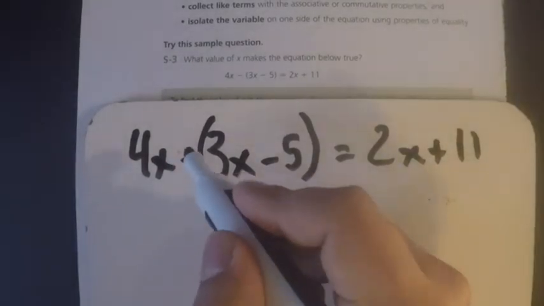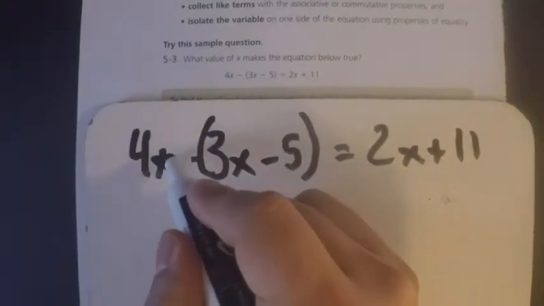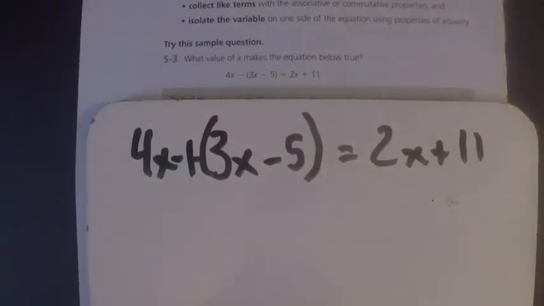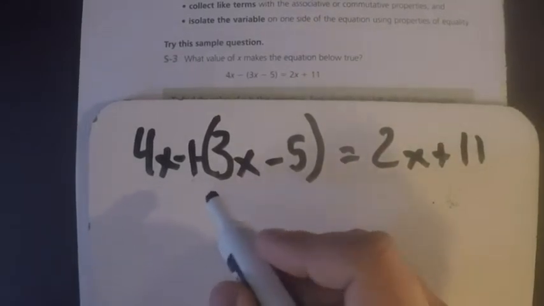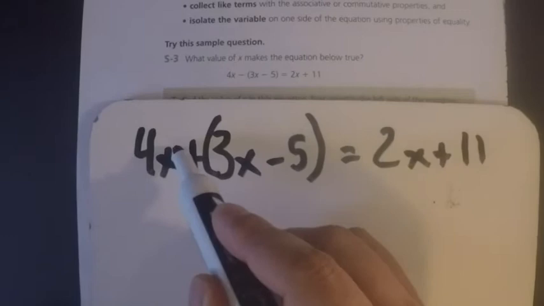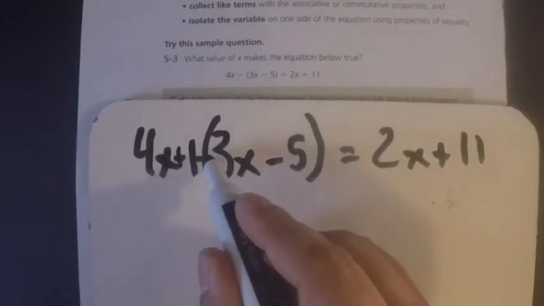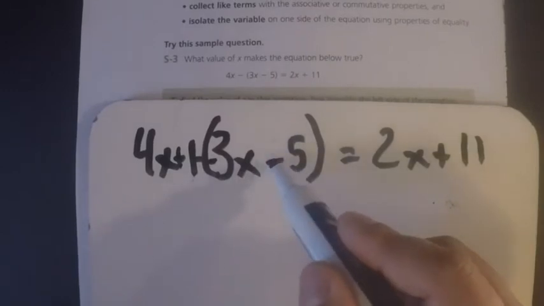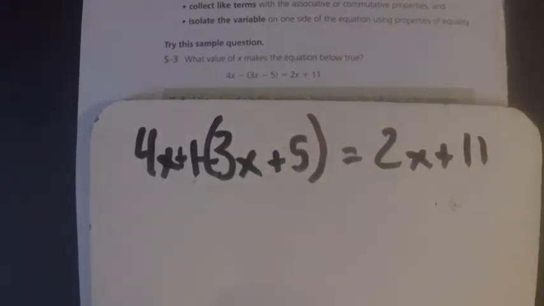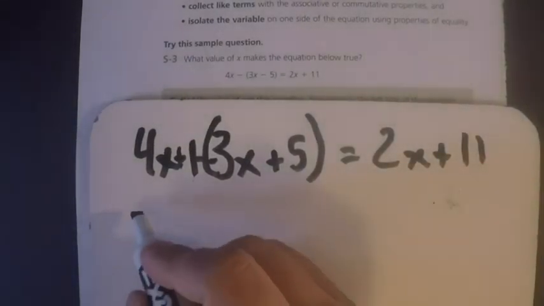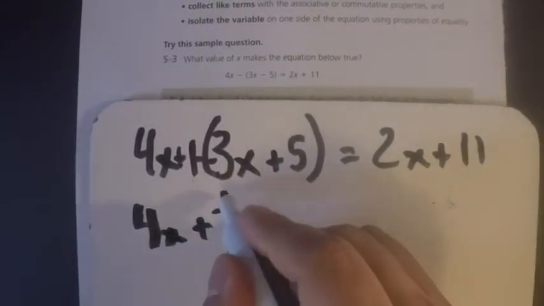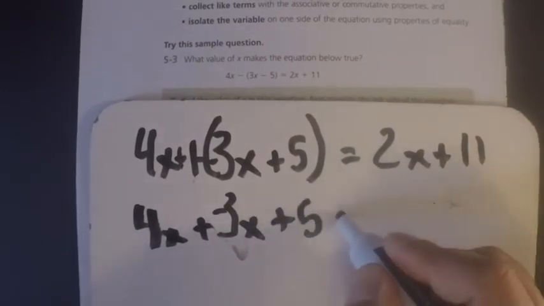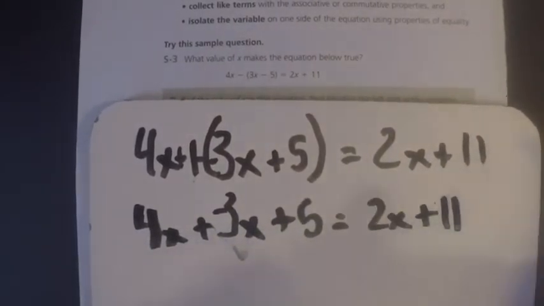So if we have this minus sign outside of our parentheses here, it's really like saying it's multiplying by negative 1. So what we can do is kind of what we did earlier, where we change this to addition and then change each of these signs here. So instead of positive 3x, it'll be negative 3x. Then we'll have plus 5 there, right? So if we change the subtraction to addition and then change each sign inside. So then we're going to rewrite this as 4x plus, negative 3x plus 5 equals 2x plus 11.